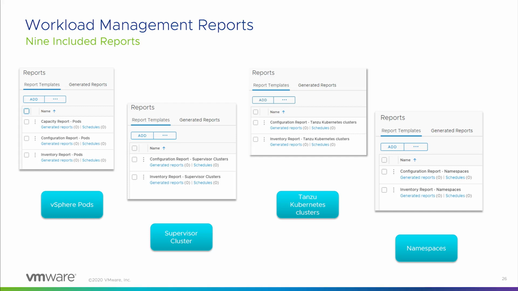There's also a number of reports that are available out of the box for things like your pods, your Tanzu Kubernetes clusters, namespaces, and supervisor clusters. And these could all be automatically generated and sent to your email on a regular basis.